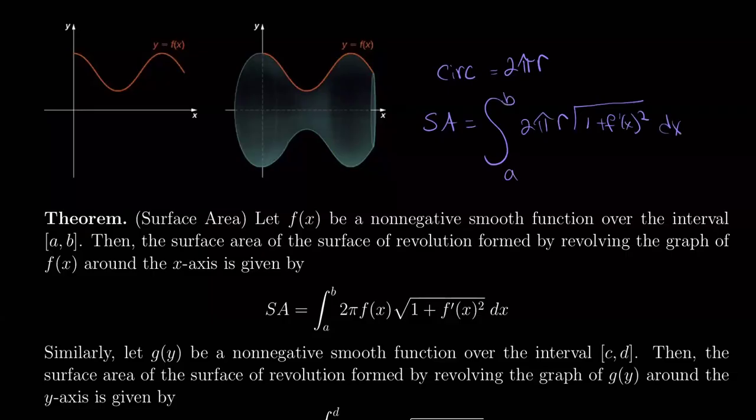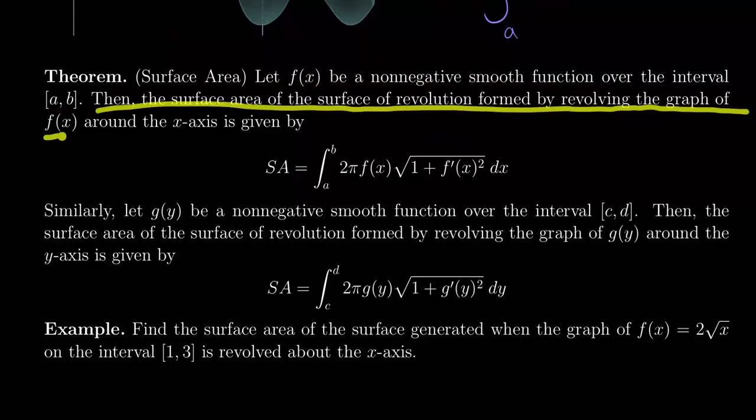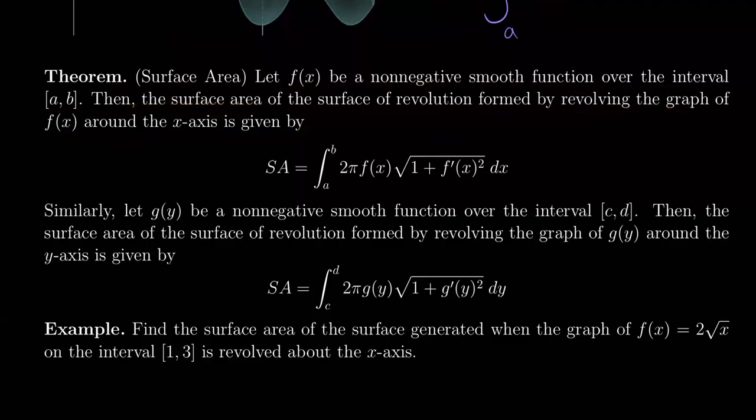Let's look at that theorem that we've got typed here. Here's the surface area. If f of x is a non-negative smooth function over the interval from a to b, then the surface area of the surface of revolution formed by revolving the graph of f of x around the x-axis is given by surface area is equal to the integral from a to b of 2 pi times my function times the square root of 1 plus f prime squared dx.